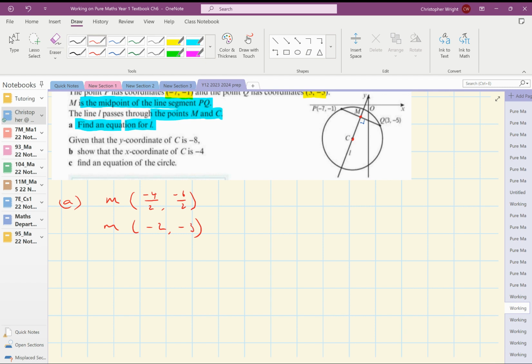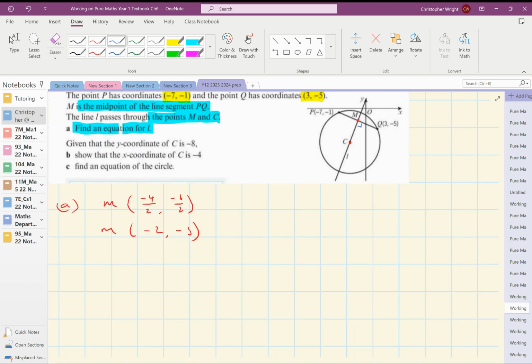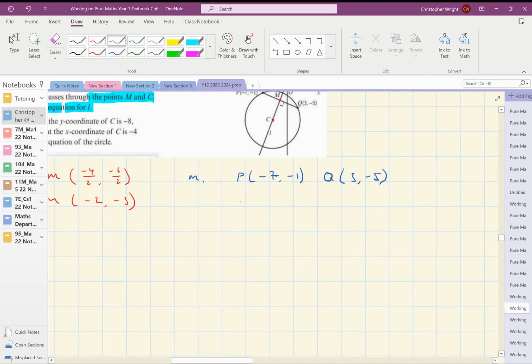Now I can't actually find the gradient of the line L, but I could find the gradient of PQ. And then I can use that to find L, because I know that L and PQ are perpendicular. So let's find the gradient of PQ. I'm going to call that m1, the gradient of PQ. So I write down P, and I write down Q. These questions are normally straightforward as long as you don't mess them up. So I'm going to find the gradient, little m1. I'm going to do Q, take away P.